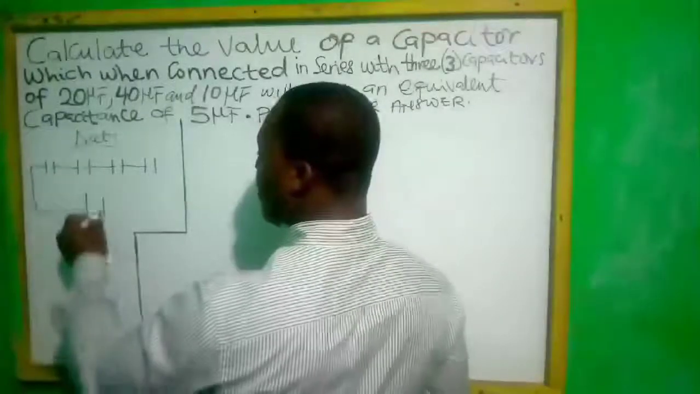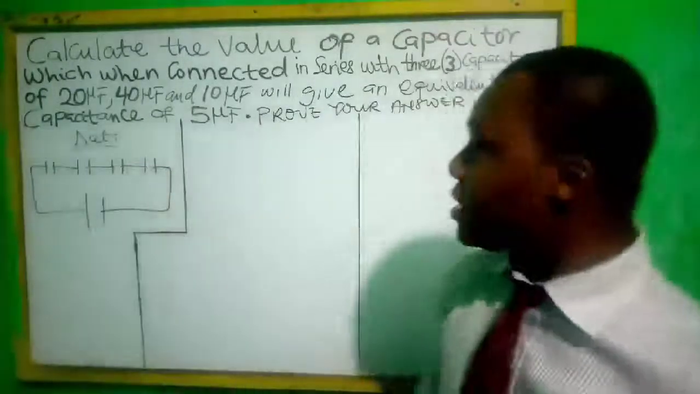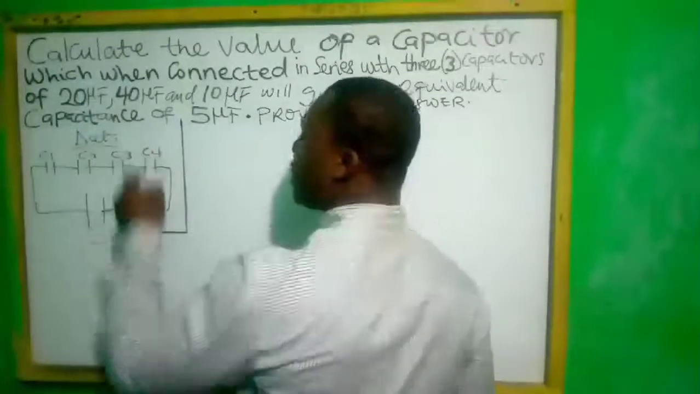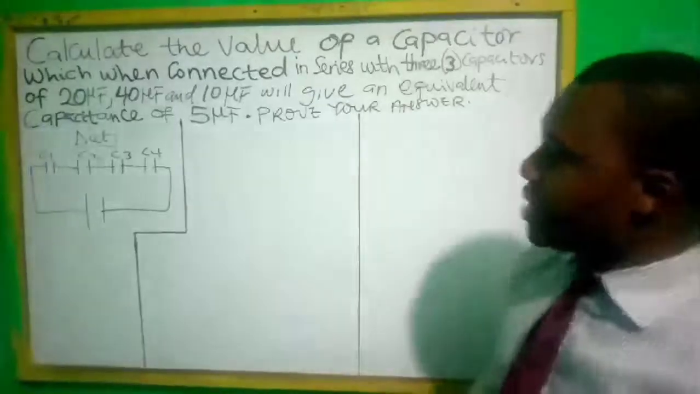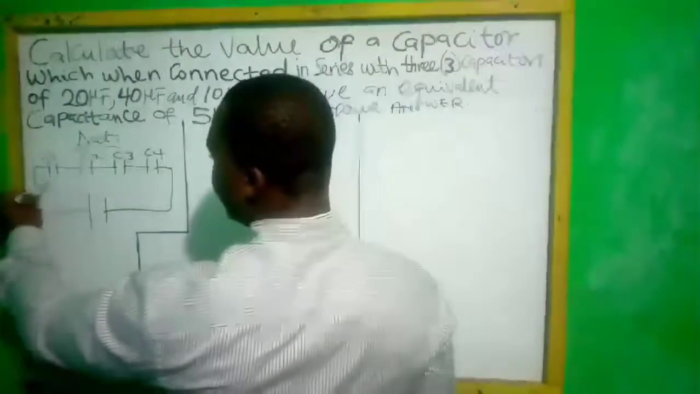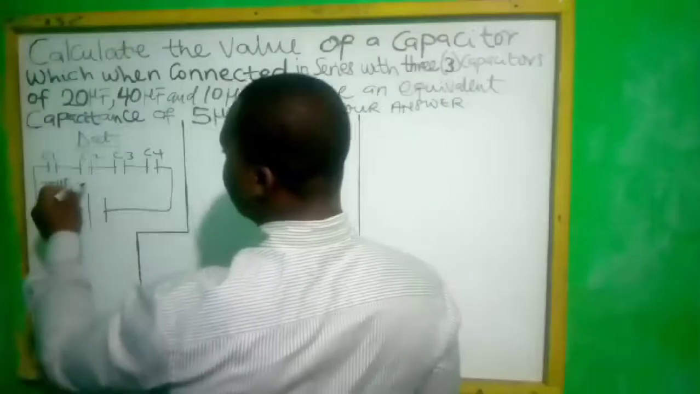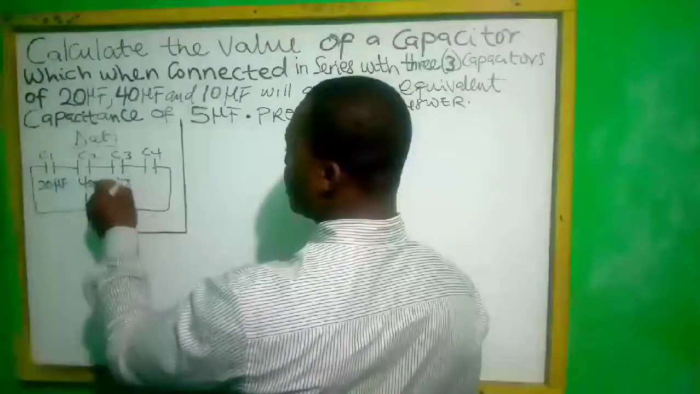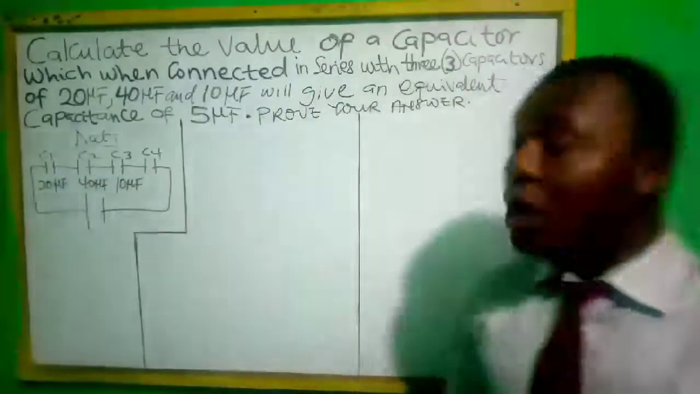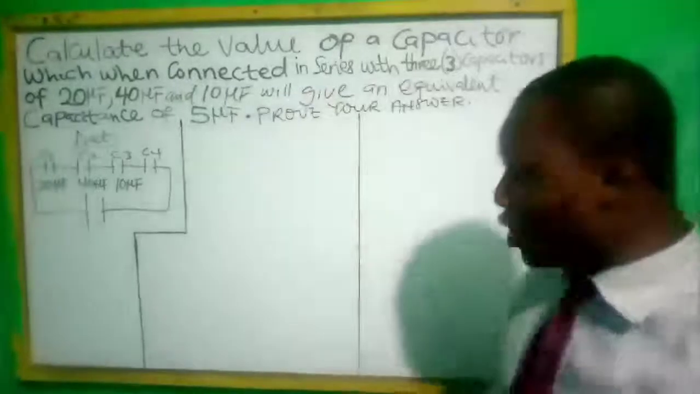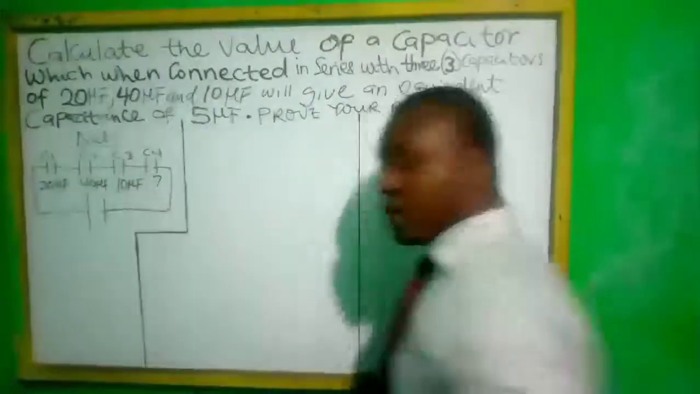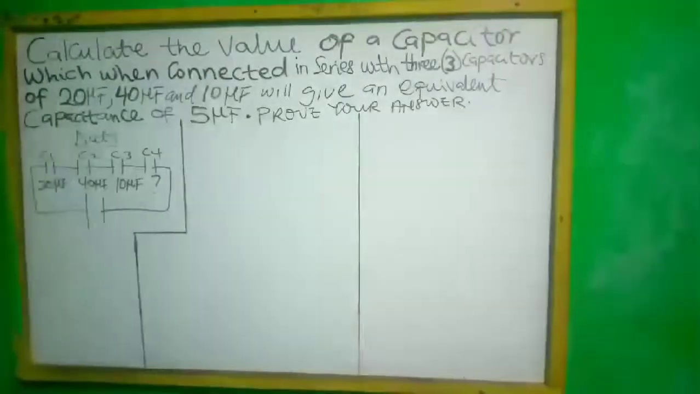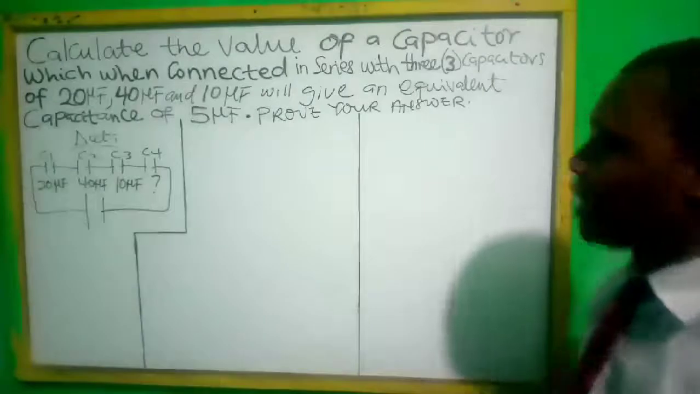We have 4 capacitors connected in series, namely C1, C2, C3, C4. The question says C1 is 20 microfarad, then 40 microfarad, and 10 microfarad. But C4, which is connected in series with these 3, is unknown, so we put a question mark here. After we solve it, we'll put the value there. Then we'll prove our answer.